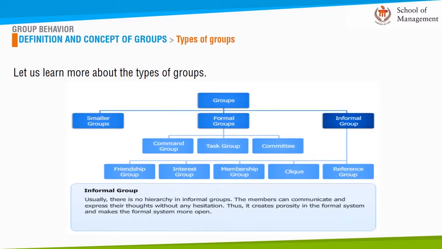Usually, there is no hierarchy in informal groups. The members can communicate and express their thoughts without any hesitation. Thus, it creates porosity in the formal system and makes the formal system more open.